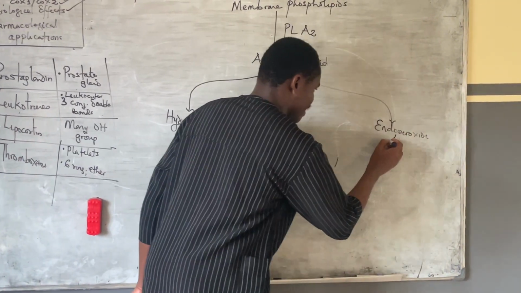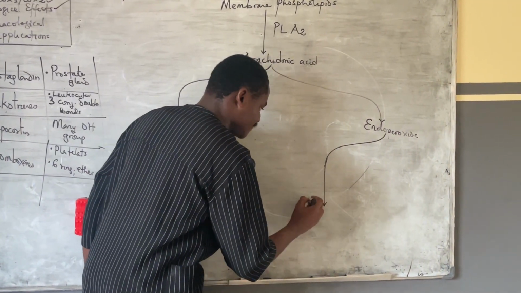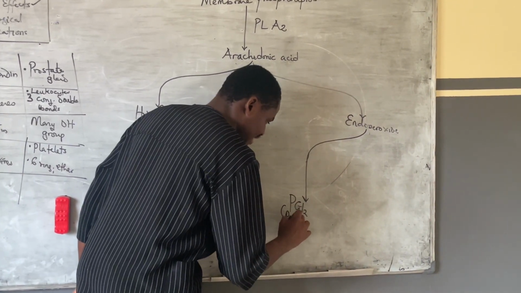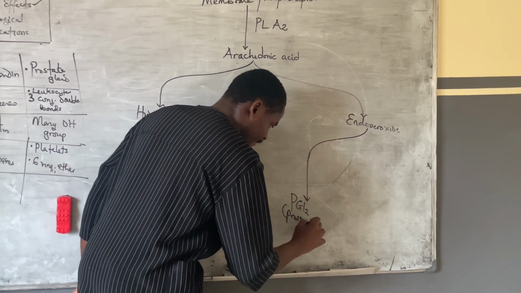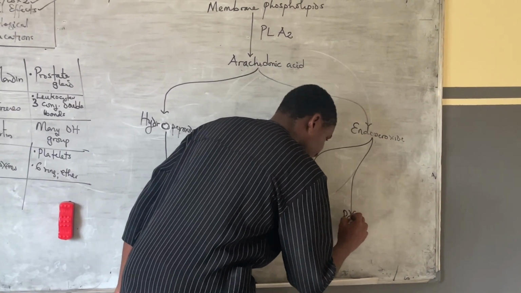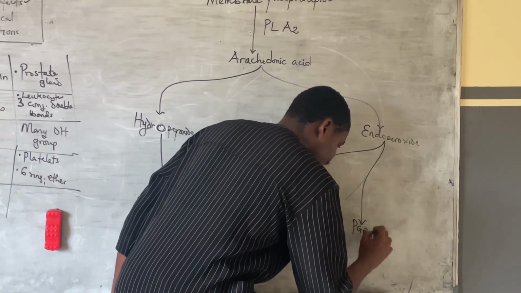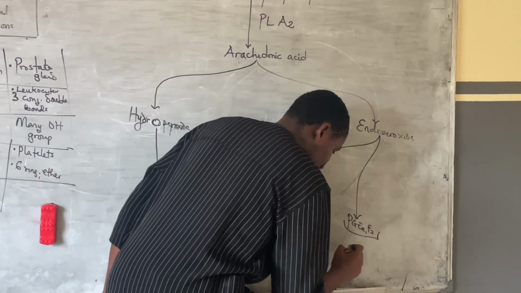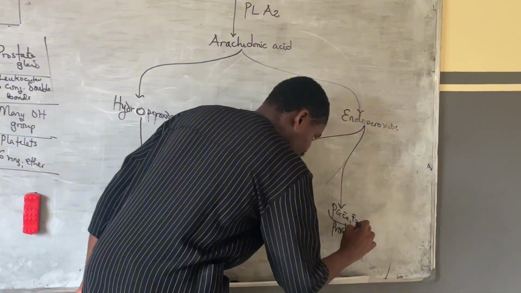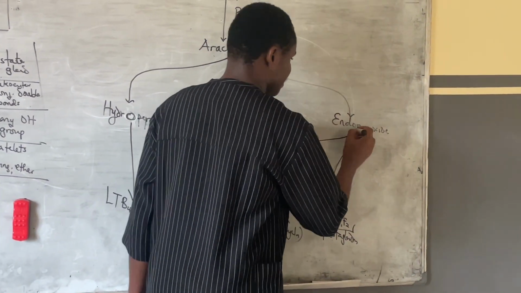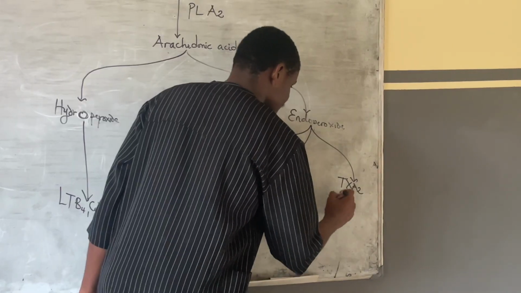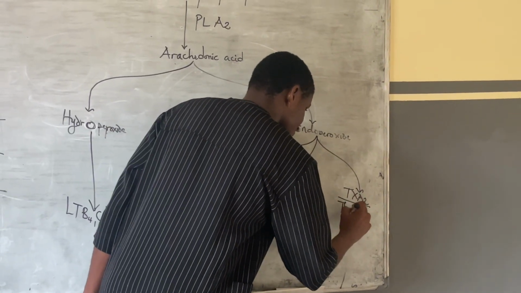How about on this side? It can go through three routes. The first route here forms prostaglandin I2, which is also called prostacyclin. On this other side, the prostaglandins E2, F2, etc. We call these ones the prostaglandins. And then on this side, we can form our thromboxanes.